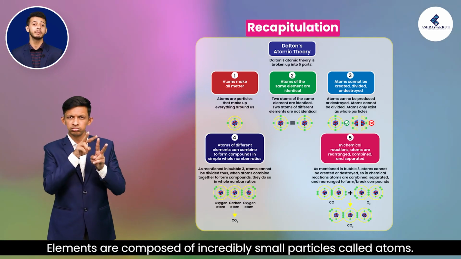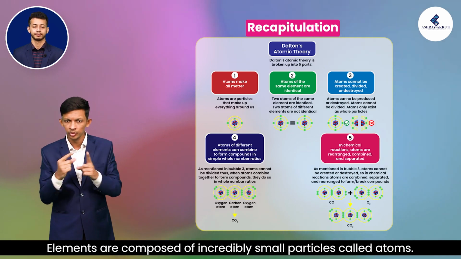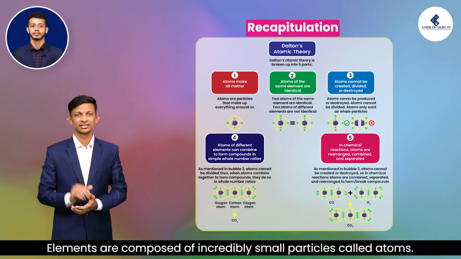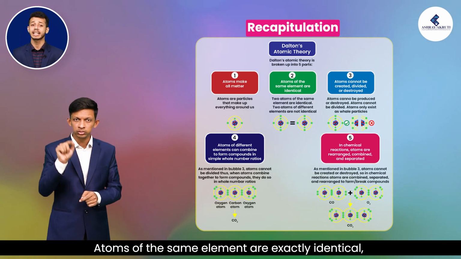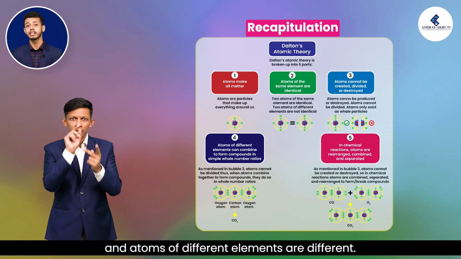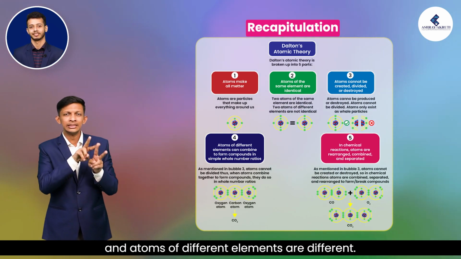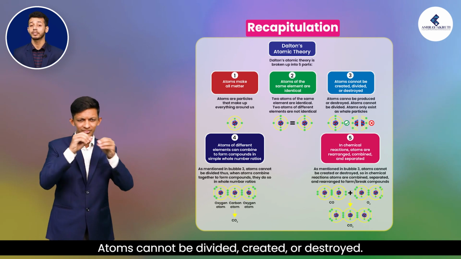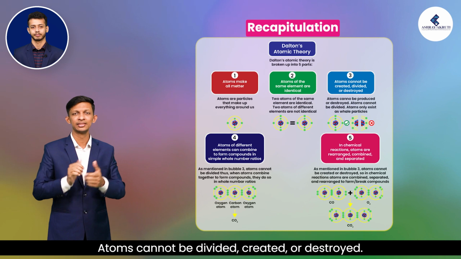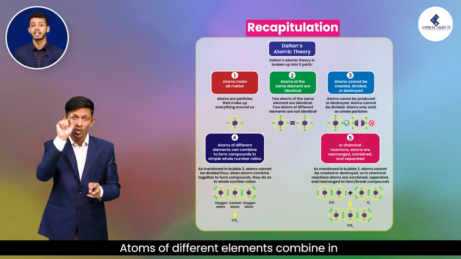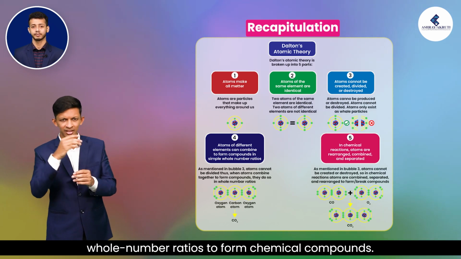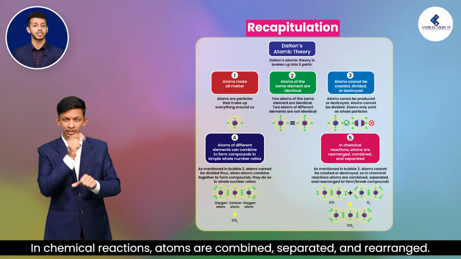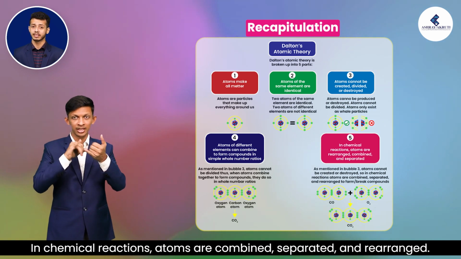Elements are composed of incredibly small particles called atoms. Atoms of the same element are exactly identical, and atoms of different elements are different. Atoms cannot be divided, created or destroyed. Atoms of different elements combine in whole number ratio to form chemical compounds. In chemical reactions, atoms are combined, separated and rearranged.